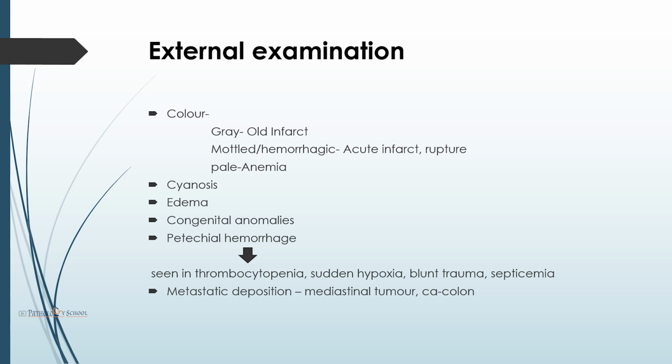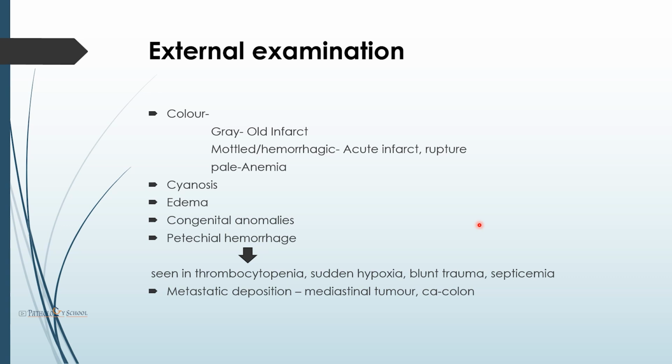Color. If the color on the external surface of the heart is grey, it's suggestive of old infarct. If mottled and hemorrhagic, it may be acute infarct and rupture. Pallor is seen in anemia. Also look for cyanosis or blue discoloration of the heart, edema, congenital anomalies and petechial hemorrhages.